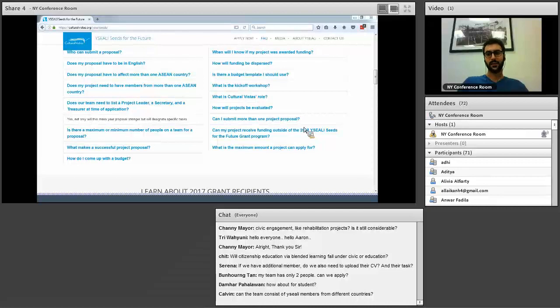Bunhorn is asking that their team only has 2 people. Can we apply? You can, however, this would kind of reflect poorly on your project because it doesn't bode well for project sustainability. My advice to you is you have 3 weeks now to try to find a 3rd project member or more project members. This would really help make sure that the project can really have sustainability and scalability after. The reason for this is because if one person goes down and for whatever reason they got sick or anything else, then it becomes a real problem.